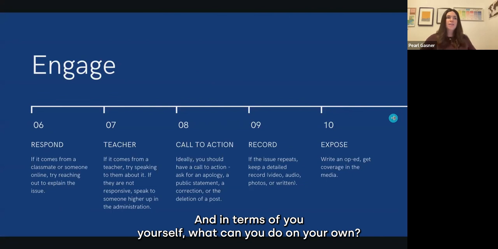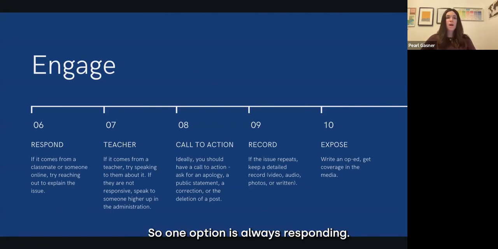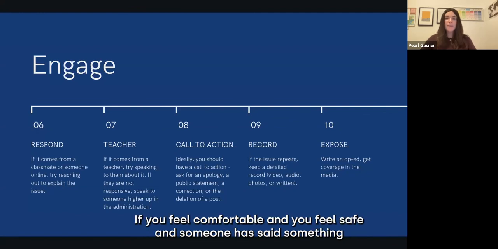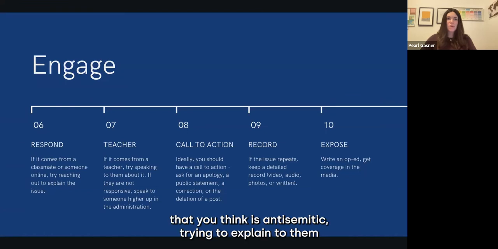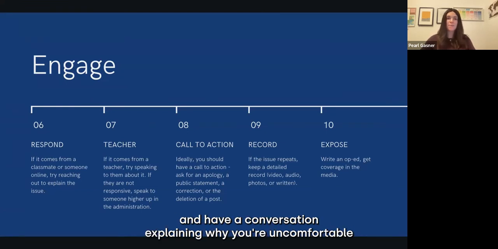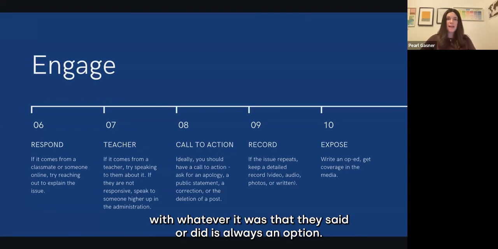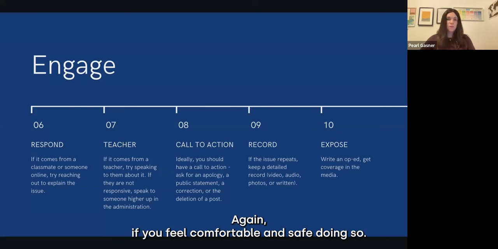And in terms of you yourself, what can you do on your own? So one option is always responding. If you feel comfortable and you feel safe and someone has said something that you think is anti-Semitic, trying to explain to them and have a conversation explaining why you're uncomfortable with whatever it was that they said or did is always an option. Again, if you feel comfortable and safe doing so.